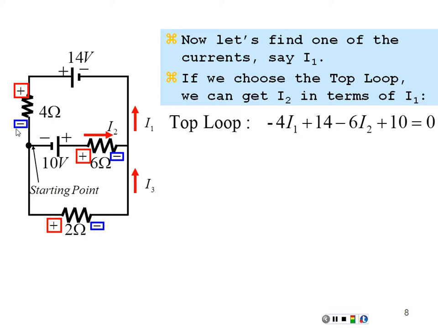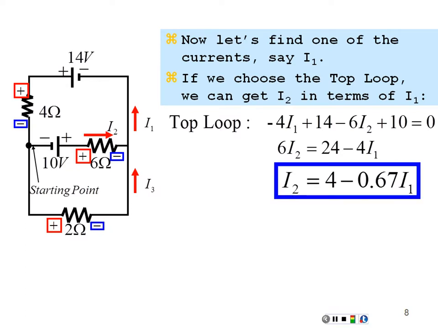So it looks like I went this way. -4I1 plus 14 minus 6I2 plus 10 equals 0. And that is my top loop equation. I want to get I2 in terms of I1. So I'll have 6I2 equals 24 minus 4I1, divided by 6. I2 is equal to 4 minus 0.67 I1. Good.